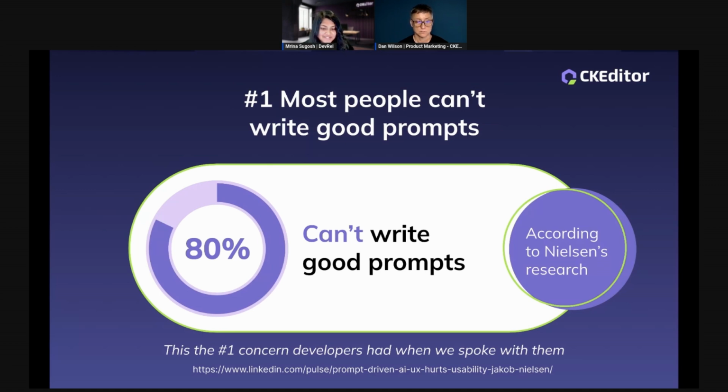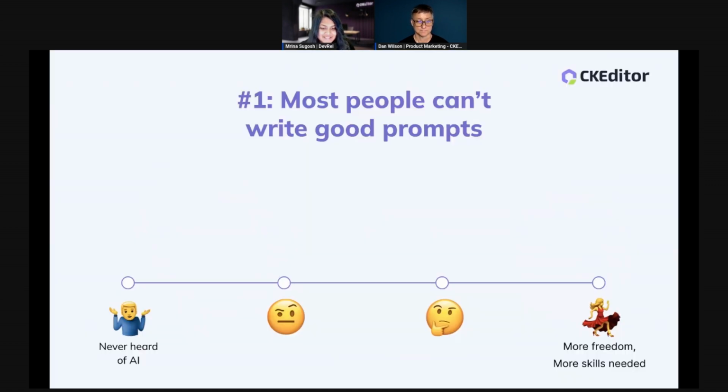So we know that 80% can't write good prompts. Dan, who's our senior product marketing manager, very experienced developer, has also struggled with writing prompts. And I'm pretty novice, but I've also struggled with writing prompts. And just between the two of us and this Nielsen's data, we know this is pretty hard. So what does that mean for CKEditor?